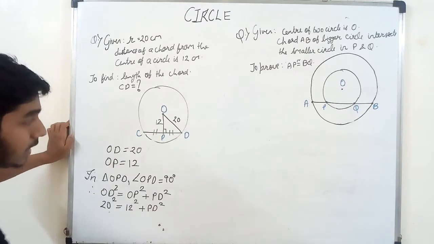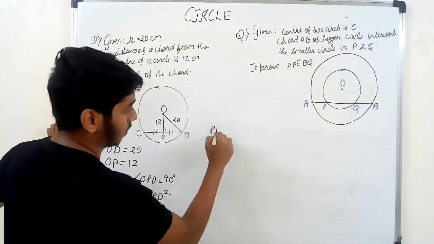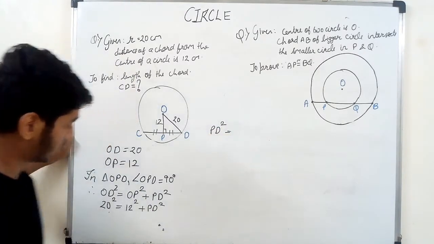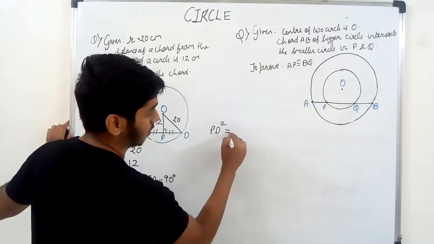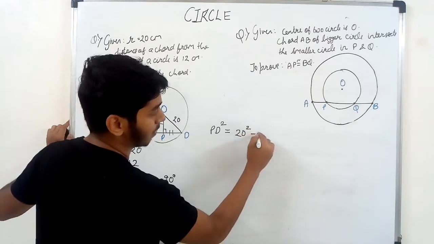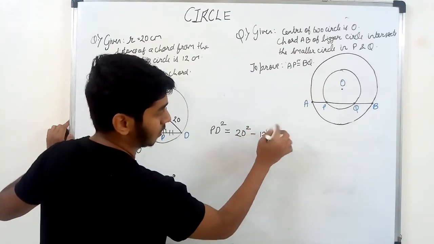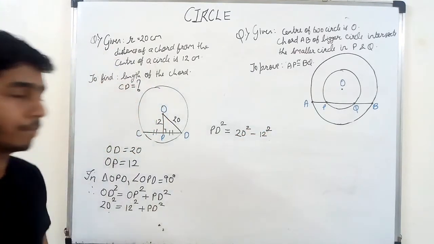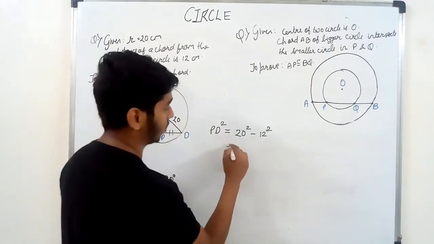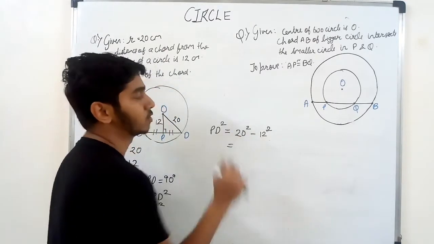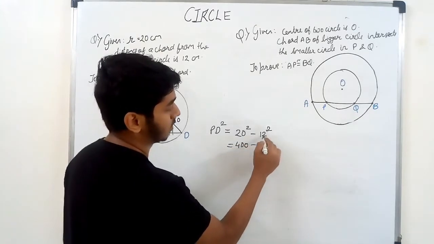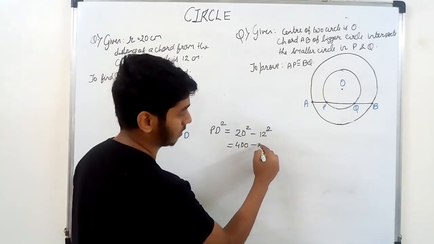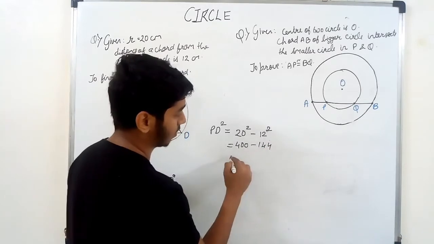Okay, we need to find PD. Therefore, we'll say PD square is equal to 12 square comes this side, it becomes 20 square minus 12 square. Correct? Now, if you find the square of this, which is 400 minus 12 square, which is 144.